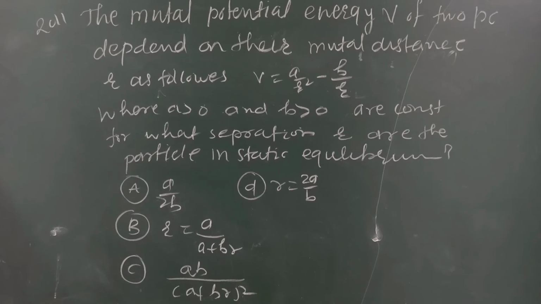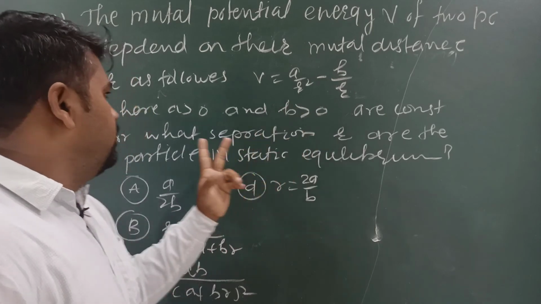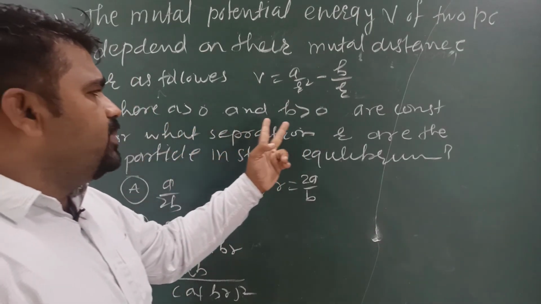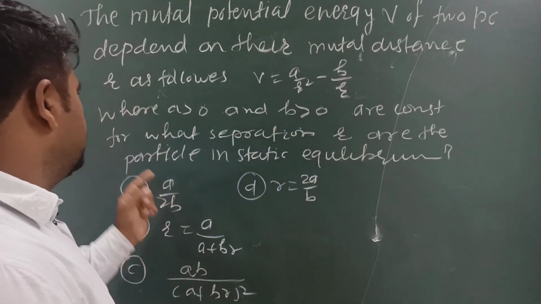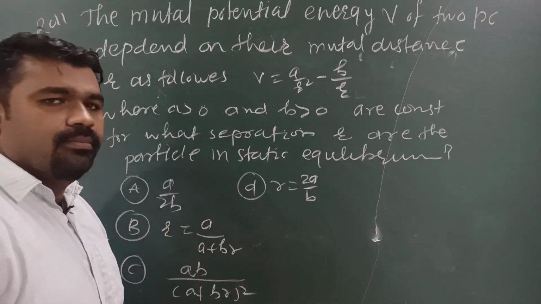2011 question. The mutual potential energy V of two particles depends on their mutual distance R as follows: V is equal to A upon R square minus B upon R, where A is greater than 0 and B is greater than 0 are constants. For what separation R are the particles in static equilibrium?